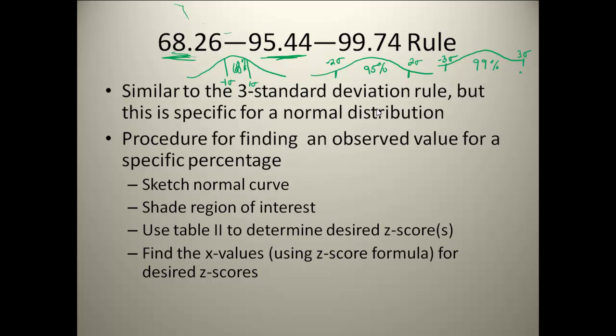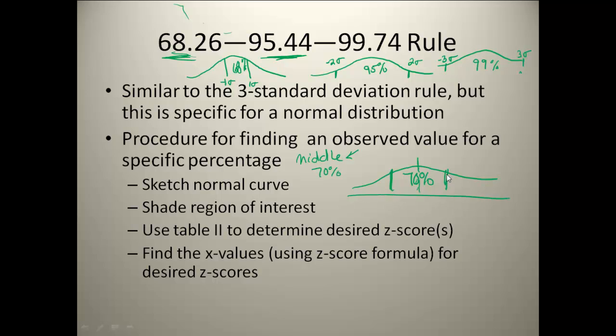Now, sometimes we need to find an observed value for a specific percentage. So what you would do would be sketch the normal curve. They might tell us they want to know between what values is the middle 70%. So I would sketch the normal curve, and since it wants the middle 70%, that is symmetric, so 70% is right down the middle.